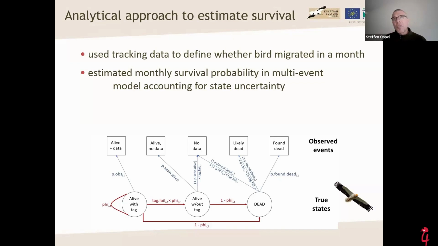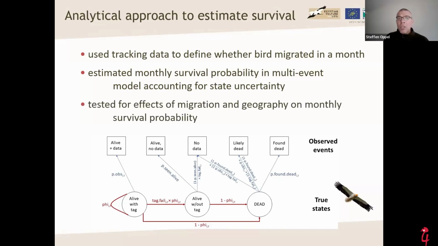And we try to account for all this uncertainty in this model, which has 3 possible states the bird can be in. It can either be alive with a functioning tag, it can be dead, or it can be alive without the tag. And we can find birds either alive or dead. And then there's a few states in between where we don't really know what happened. And the model helps us to estimate the probability that the bird is still alive, accounting for all the other uncertainty. And we then use that model to test for the effect of migration and geography by including those factors, whether the bird migrated in a month or not, and the latitude it was in, to estimate the monthly survival probability.